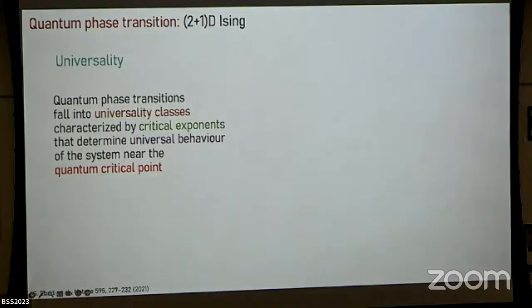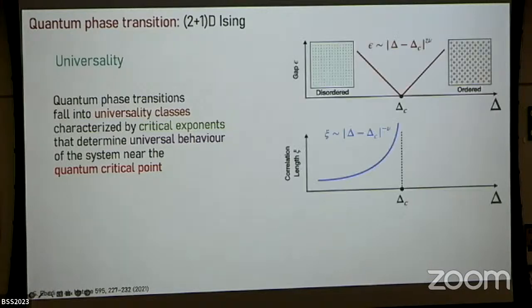Okay, so here what we want to do is study the universality class of this phase transition. So I guess you're mostly theorists, so you know these things, but quantum phase transitions fall into universality classes, and these are characterized by critical exponents that determine a universal behavior of the system near the quantum critical point, independent of the microscopic details of the Hamiltonian. For example, these critical exponents can define how the gap closes at the critical point, or how the correlation length diverges at the critical point.